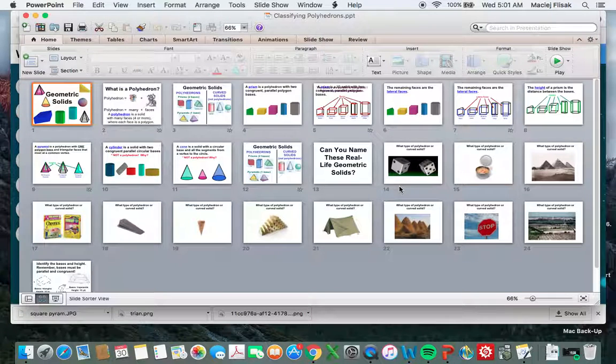With that, you can do the assignment. It has you doing more of the same. You have to name the bases, say what the height is. Make sure you practice and understand that skill.